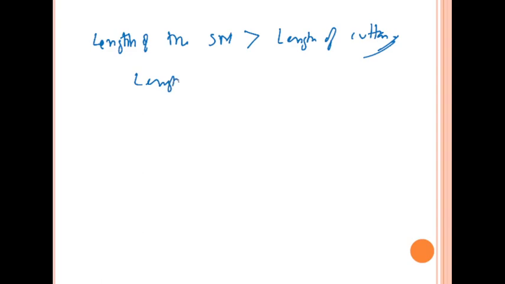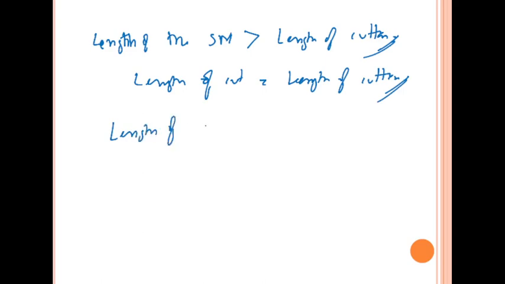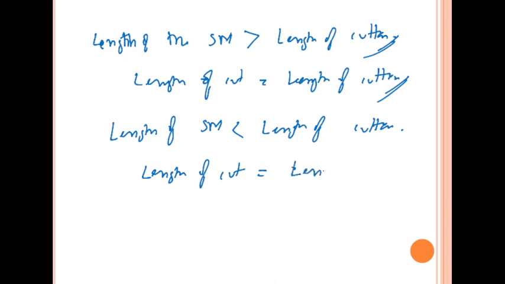Now one thing to remember is that if the length of the sheet metal is more than the length of the cutter, then the length of cut will be the length of the cutter. Now if the length of the sheet metal is less than the length of the cutter, then the length of cut will be equal to the length of the sheet metal. Okay, we will understand this better while solving the numericals.